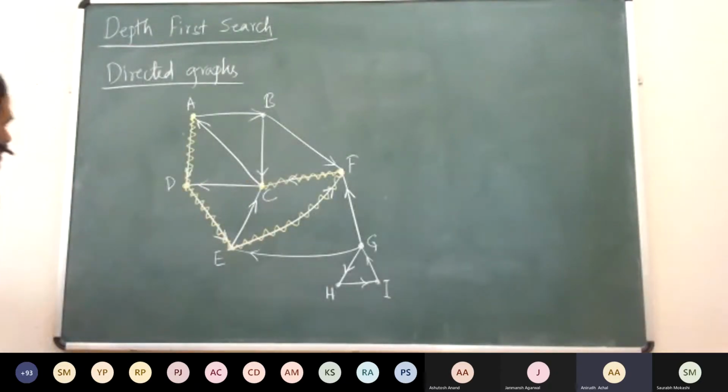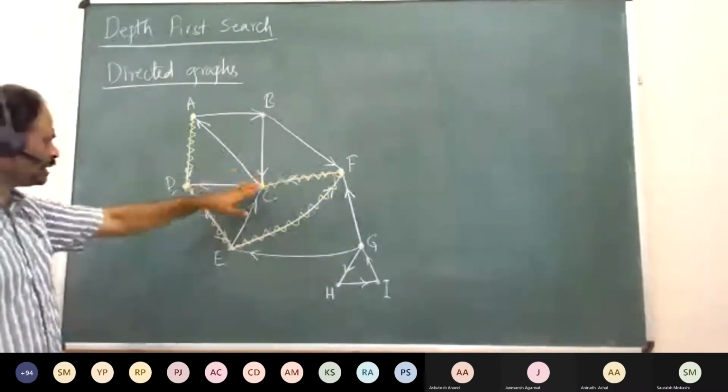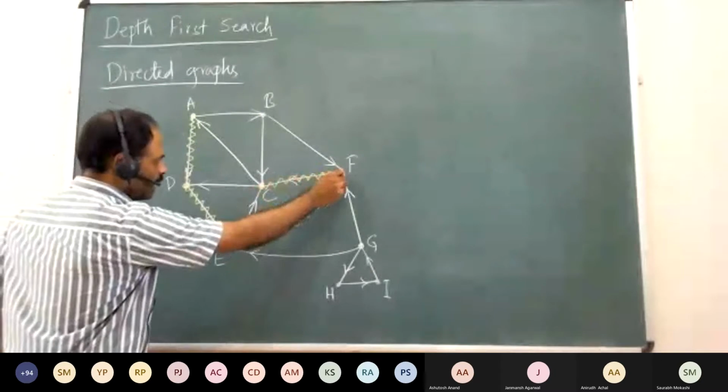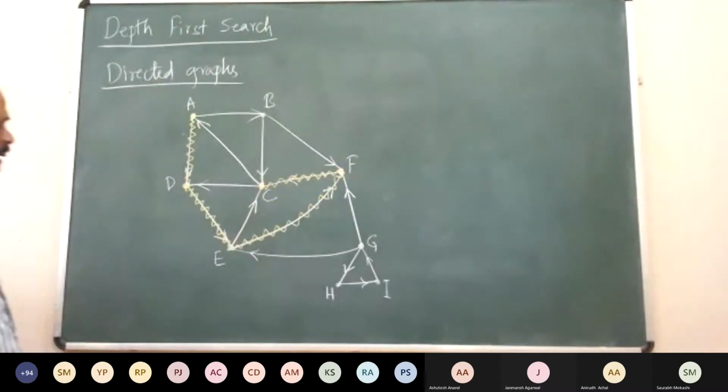Now what happens at C? How many out neighbors does C have that it can visit? Zero. It has two out neighbors, A and D, but both are visited now. So you don't have any unvisited neighbor, so it stops here. Now you backtrack and go to F. Is there any out neighbor which is unvisited at F?